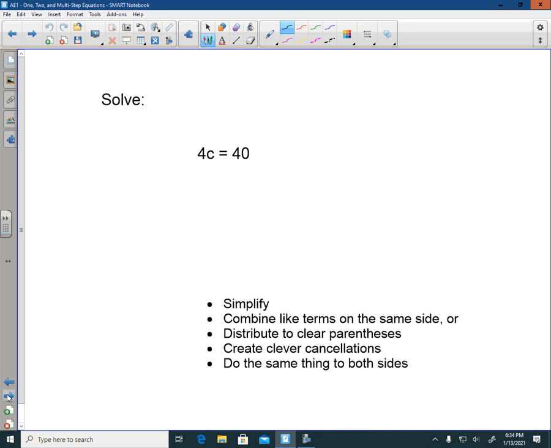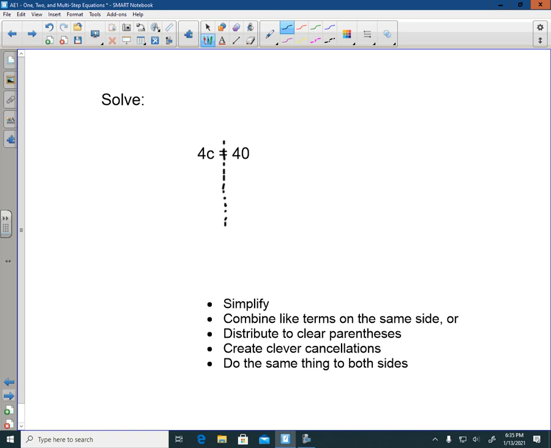So when we take a look at this equation here, 4c equals 40, remember that there's two sides of an equation, and those two sides are divided by the equal sign. So that's what we're going to create there with a little dotted line. And then we ask ourselves, well, on the left side, can we simplify? And the answer is no. Nor on the right side can we simplify. There's really simply nothing to do. And so in this particular problem, we won't be doing any simplification.